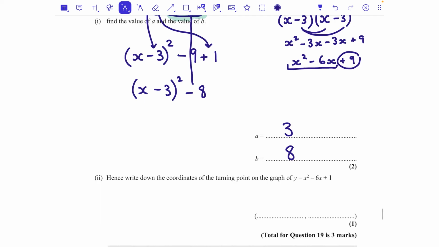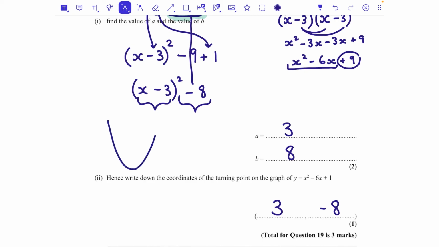So the turning point is found by whatever value makes that bracket equal 0. Whatever value of x makes that bracket equal 0. So in this case, that's going to be 3. And then whatever number is here is your y coordinate, which is minus 8. So the opposite of the value in the bracket, whatever makes the bracket equal 0, and then the other value is just as it is. That is the turning point.